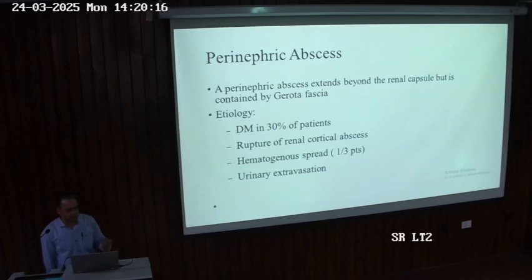In such a case, there is increased pressure in the PCS, the pelvicalyceal system. This leads to rupture of the fornices. When the fornices rupture, there is leakage of infected urine into the perinephric space. So this is in medicine also, in the surgery part also, these are common causes of perinephric abscess.